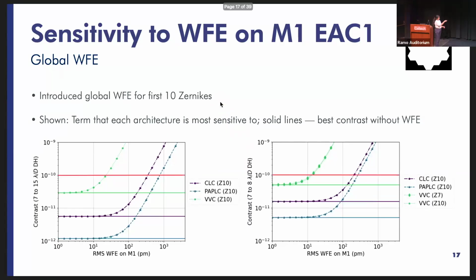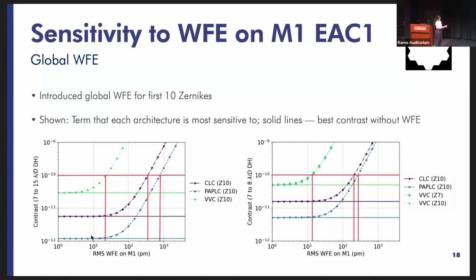And if you have the 10 to the minus 10 as your threshold, the VVC starts to hit that threshold at a few tens of picometers of wavefront error, whereas the CLC and PAPLC are a lot more resistant, and you need a few hundreds of picometers of wavefront error for it to degrade beyond the 10 to the minus 10 levels. And this is for AAC1.